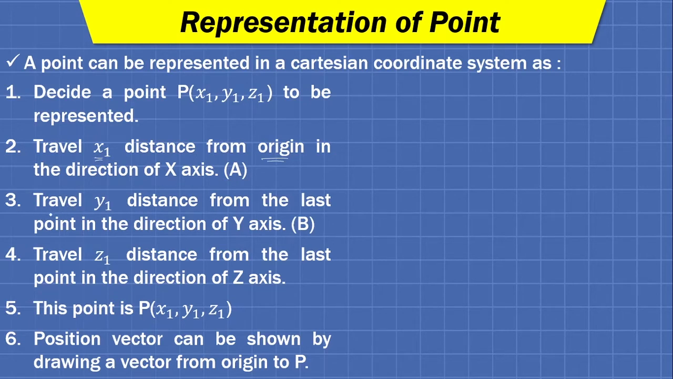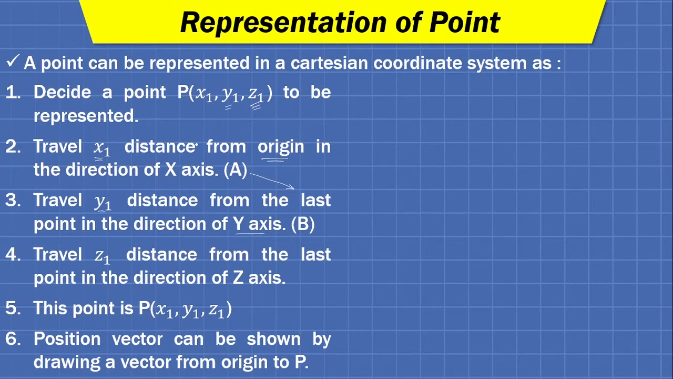Then in the next step I will travel y1 distance, because the y coordinate of point P is y1, from the last point, which is A, in the direction of the y axis, and wherever I reach I will name it point B. Then I will travel z1 distance, that is the z coordinate of point P, in the direction of z, and wherever I reach is the position of point P, x1, y1 and z1. And the position vector of any point can be shown by drawing a vector from the origin to that point. Here that point is P.